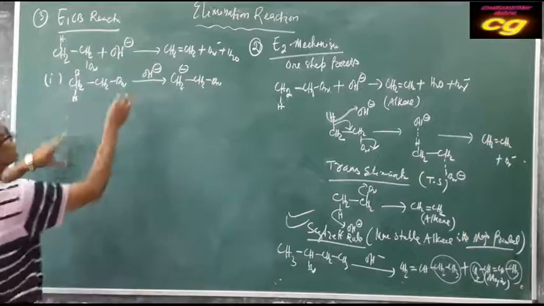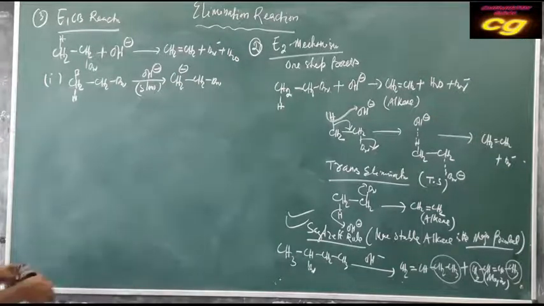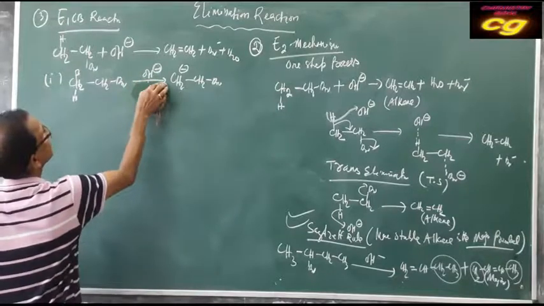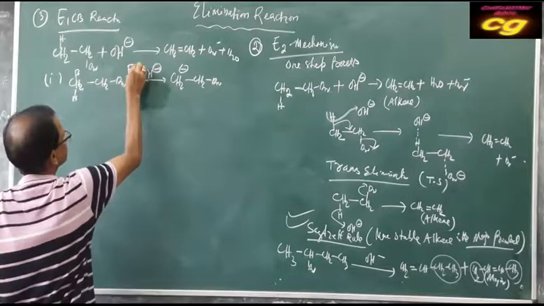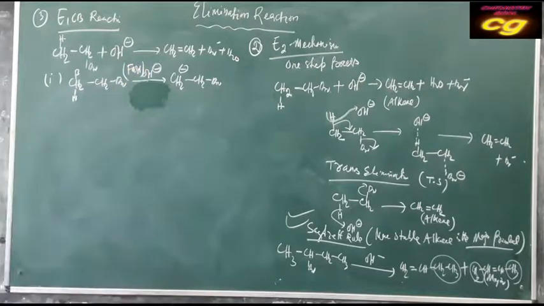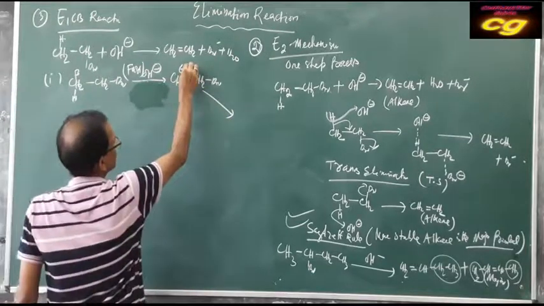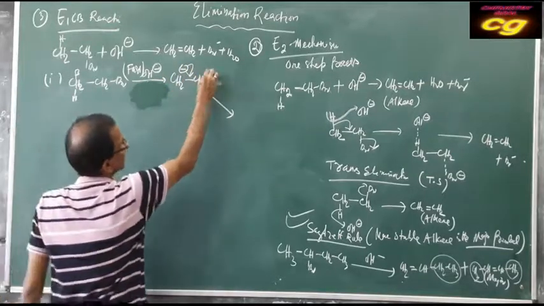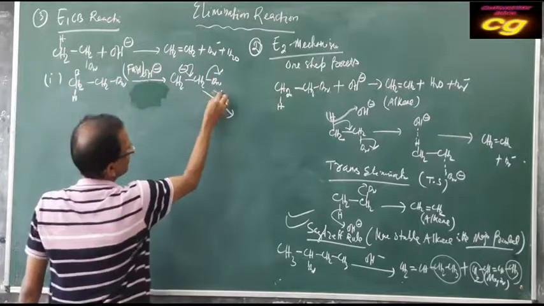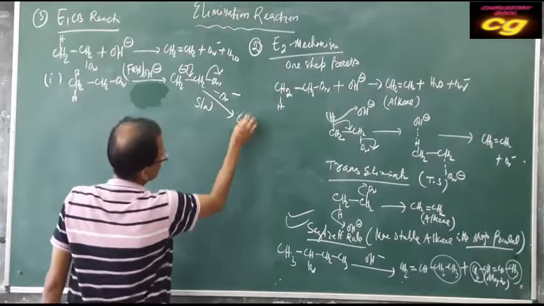This formation is the fast step, not slow. Then this conjugate base will lose, the minus charge will form a double bond, then loss of the leaving group, Br minus. This is the slow step, then the alkene is produced.